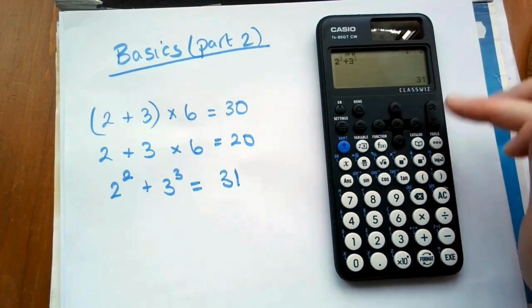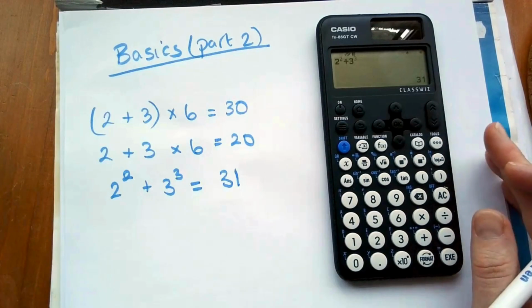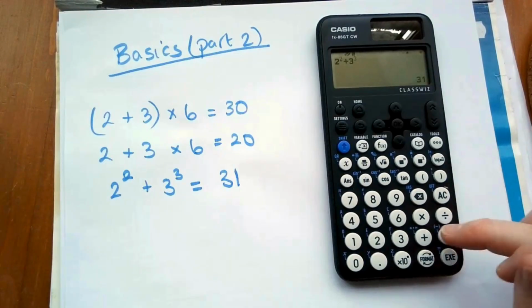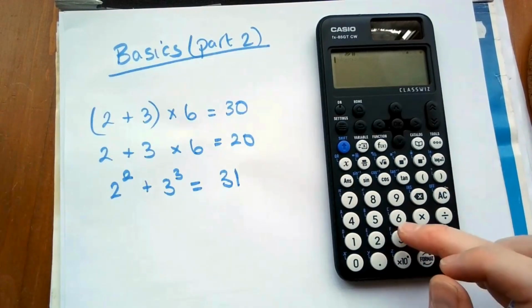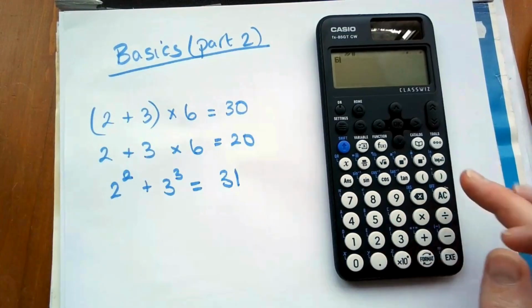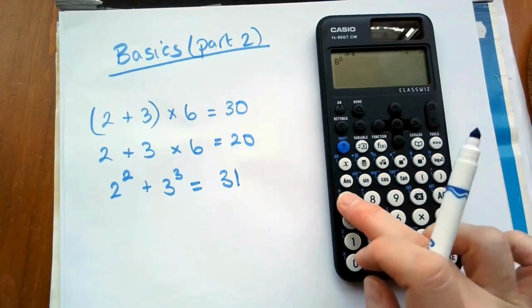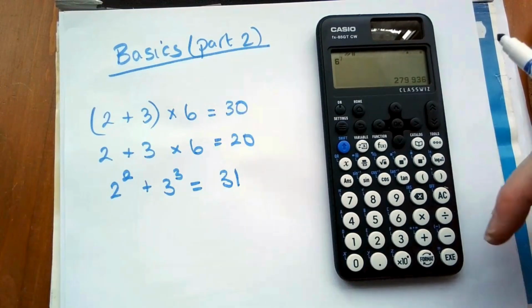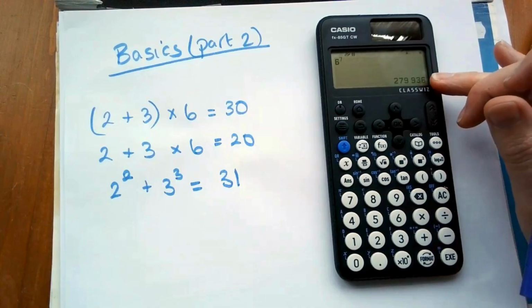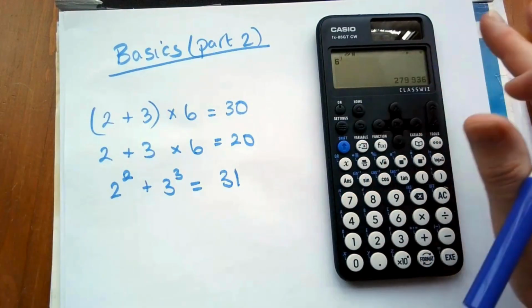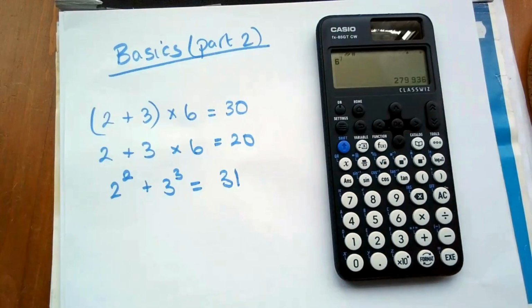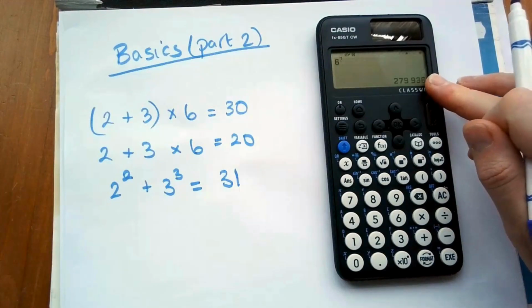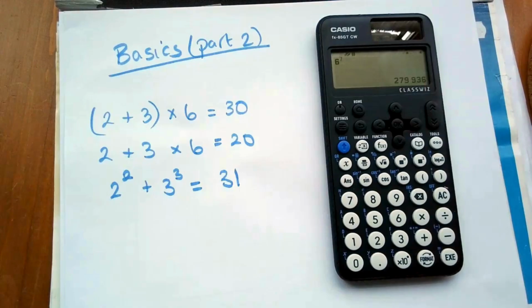Now if we wanted to do any indices, let's just pick an indices of 7. Okay, so clear everything. If we want to do 6 to the power of 7, we're going to do that, and we're going to say execute, and it's going to give us the answer. So what does that mean? That means 6 times 6 times 6 times 6 times 6, 7 times, and the calculator just works it out instantly like that.